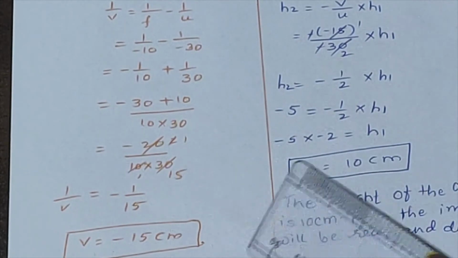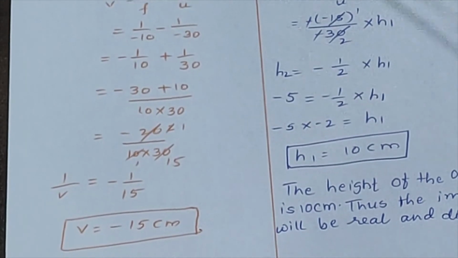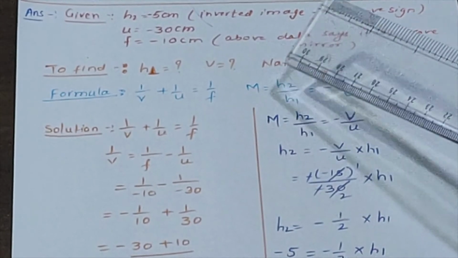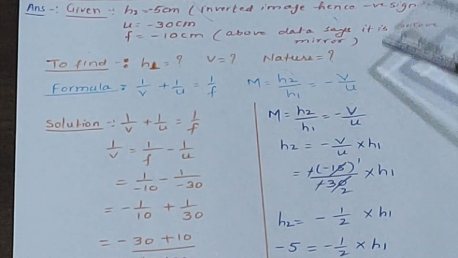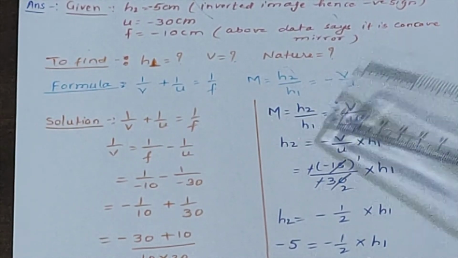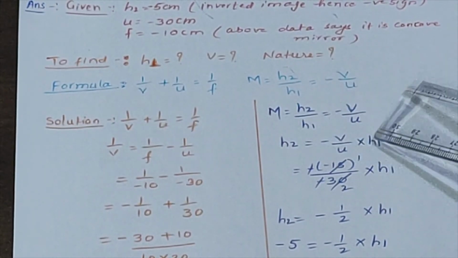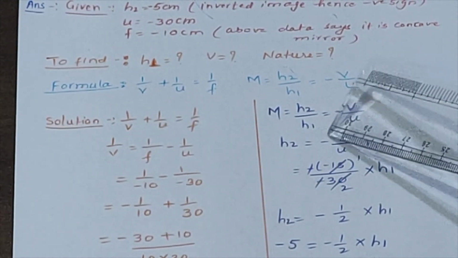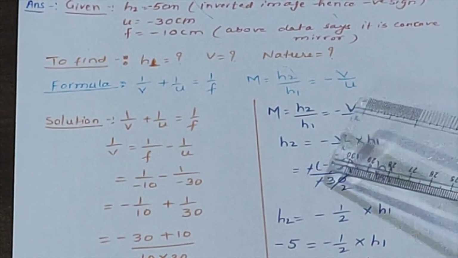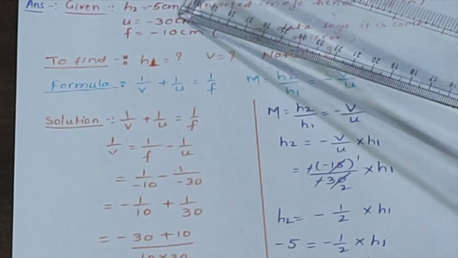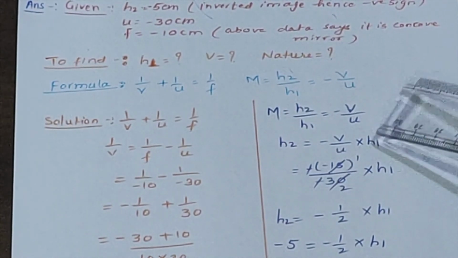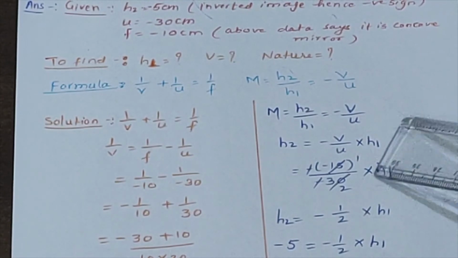So you got the value v as -15 centimeter, but this is not all. We want to find out h1. For that we have the formula: m = h2/h1 = -v/u. So h2 = -v/u into h1. Substitute the values. Just now we got v as -15, so I substitute here minus of -15 upon u. The value of u is already given here, -30, into h1. Since we do not have h1, let it be h1 here.